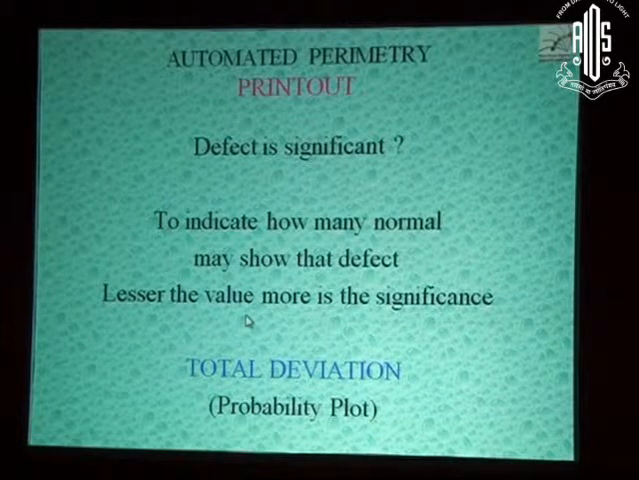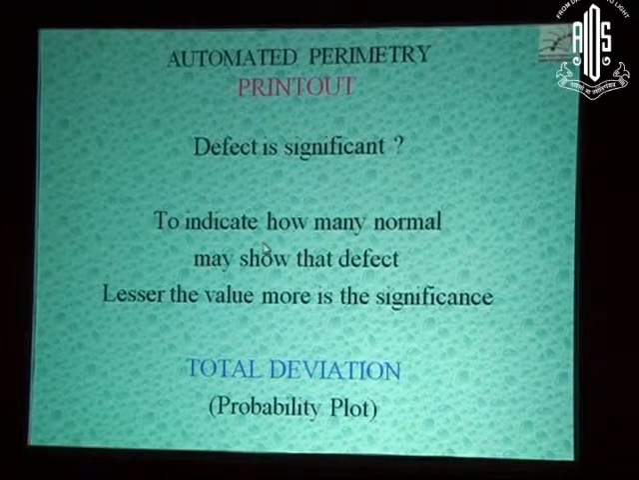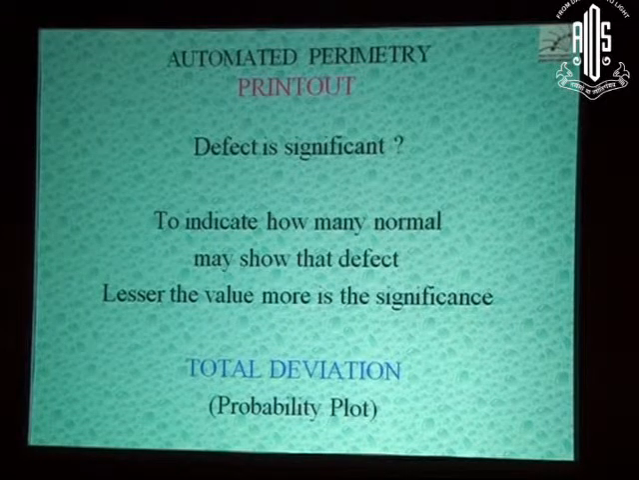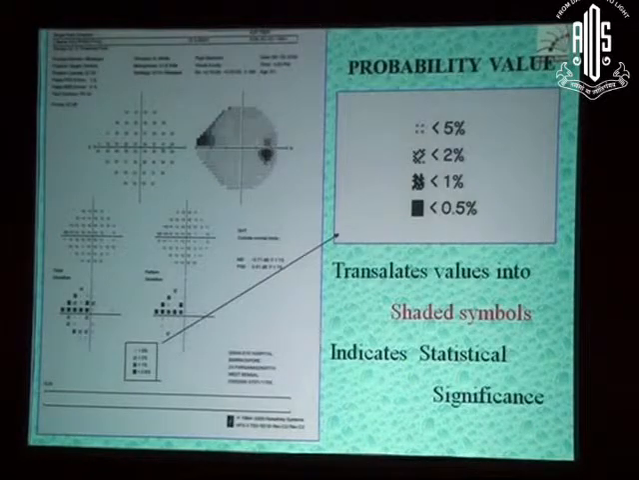In the total deviation plot, it is indicated how many normal may show that defect. The lesser the value, the more significant. Just to elaborate, this numerical plot of the total deviation shows the age-corrected normal value, how much is the defect. So you can see there are some areas with the minus. So this is the numerical plot.